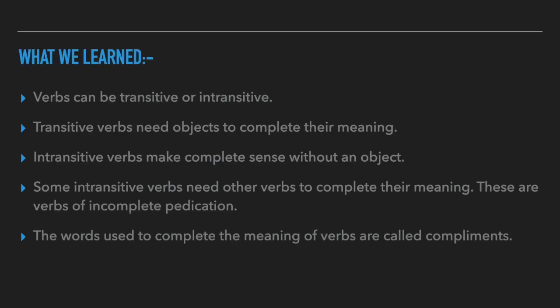So what we have learned today is that verbs can be transitive or intransitive. Transitive verbs need objects to complete their meaning. Intransitive verbs make complete sense without an object. Some intransitive verbs need other words to complete their meanings. These are verbs of incomplete predication. The words used to complete the meaning of verbs are called complements.